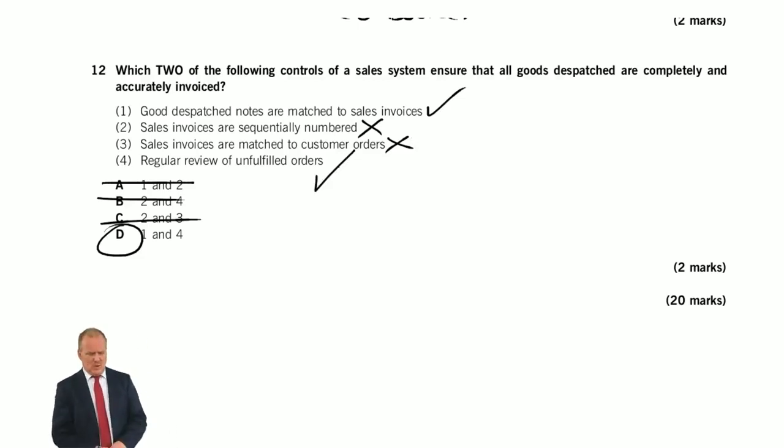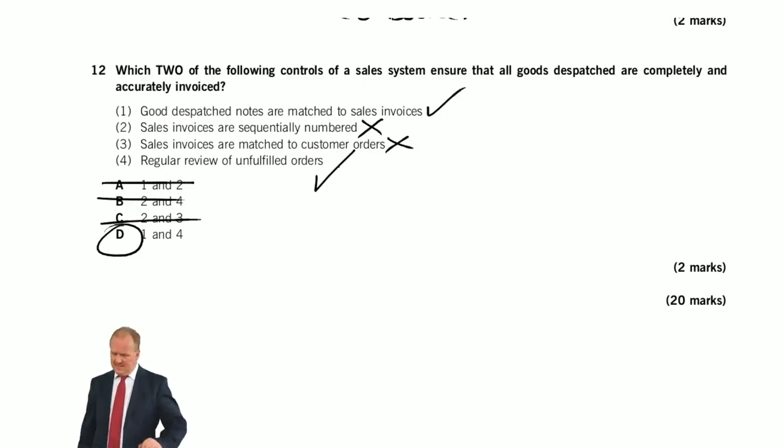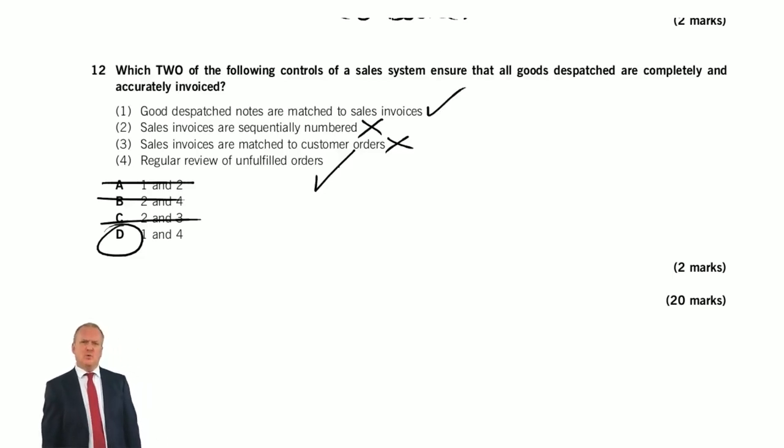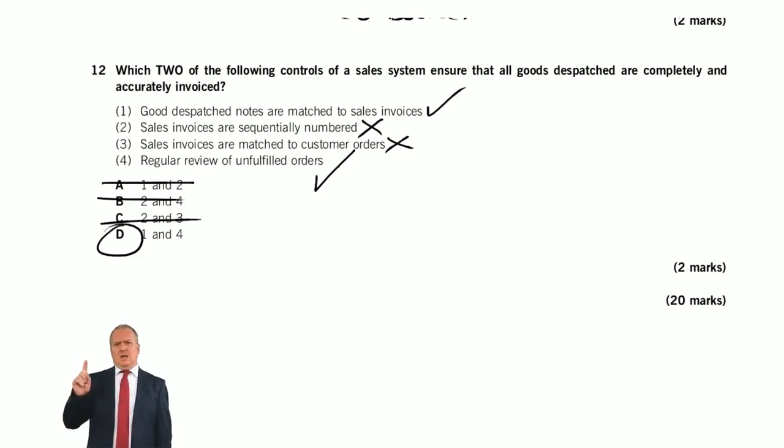Let's see if we understand why. Now, this is the one that caused some debate. Regular review of unfulfilled orders. What is an unfulfilled order? Now, you might say an unfulfilled order is where a customer has ordered goods and we have not sent all of them yet to the customer. But that is where you are making a mistake, because you are looking at it from the customer's perspective. We need to look at this from the company's perspective.